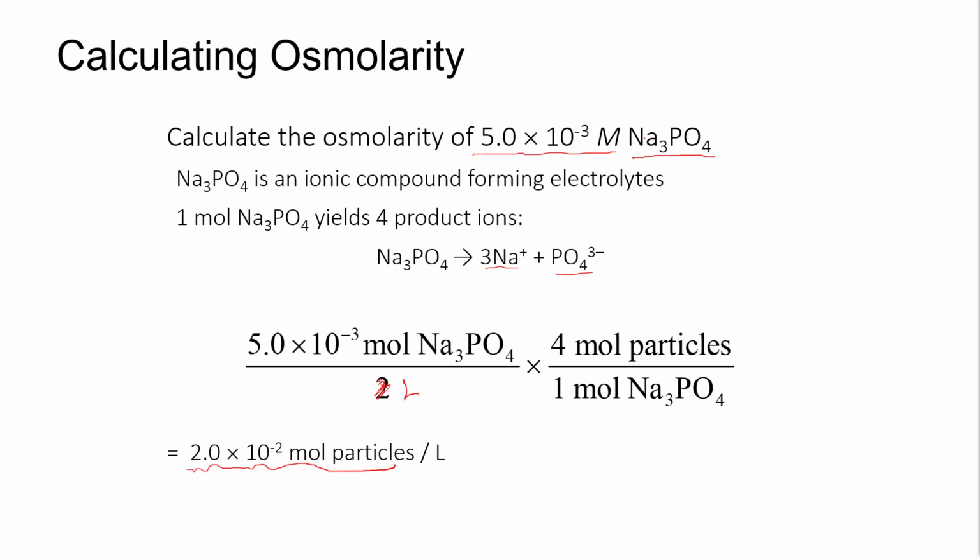To put that in scientific notation, it's a digit, the decimal, the rest is significant figures. That becomes 2.0 times 10 to the negative 2 mole particles per liter. All right? So think about where you're making a mistake.